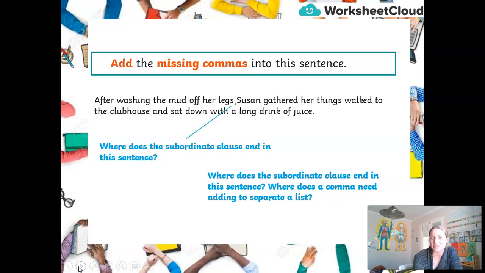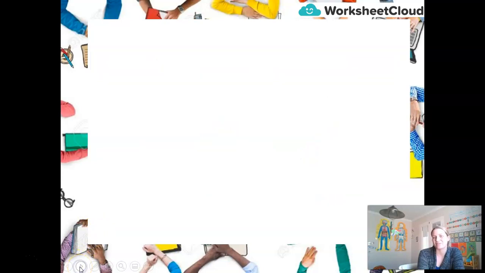Right, well, there is the subordinate clause. After washing the mud off her legs, Susan gathered her things. And what about the list? There, comma. So there's my subordinate clause ending. After washing the mud off her legs, comma, Susan gathered her things, comma, walked to the clubhouse and sat down with a long drink of juice.